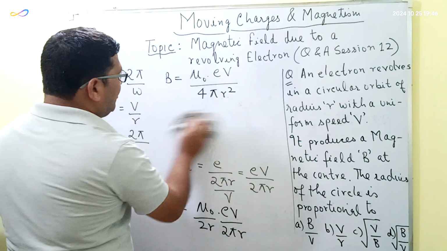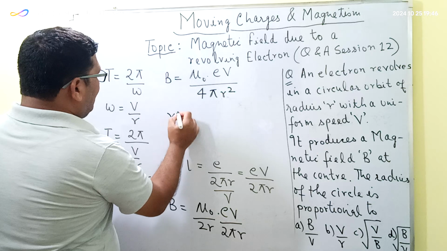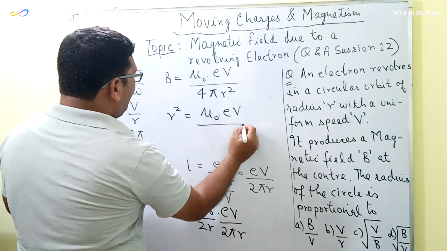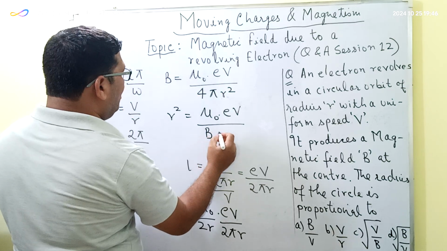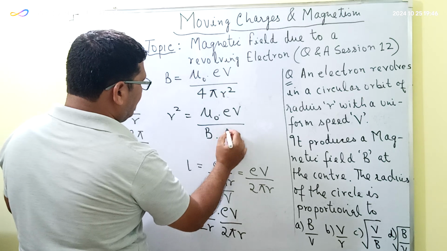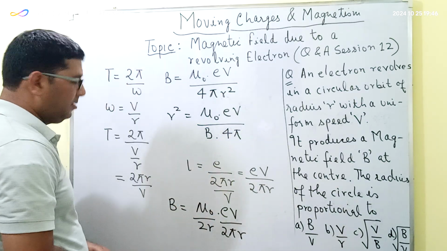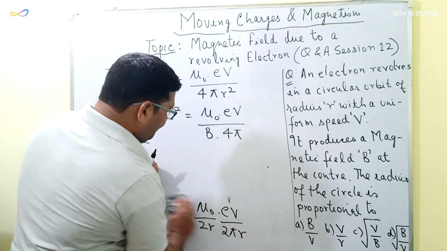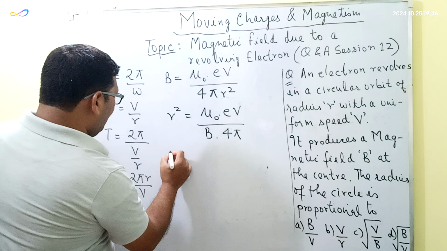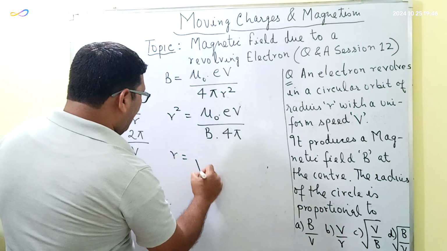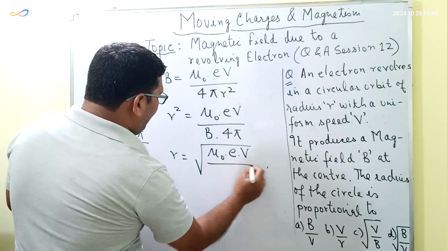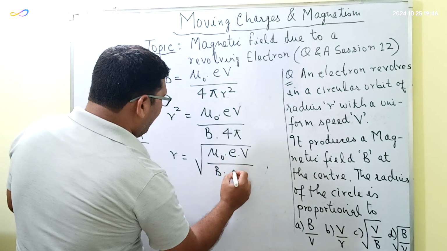I can simply write r square is equal to mu naught into e v divided by B into 4 pi. So here the radius of the circle is equal to under root of mu naught into e into v divided by B into 4 pi.